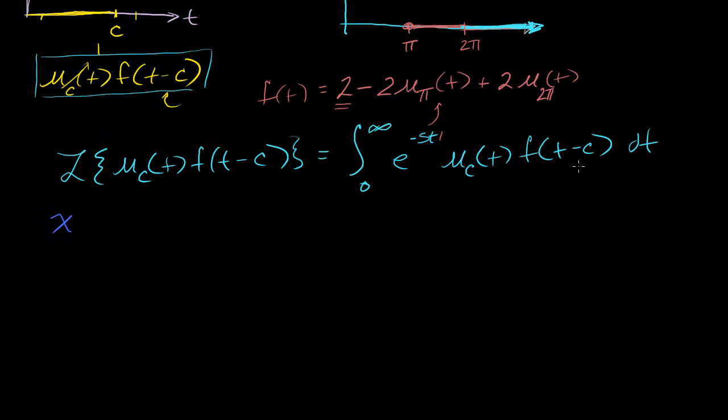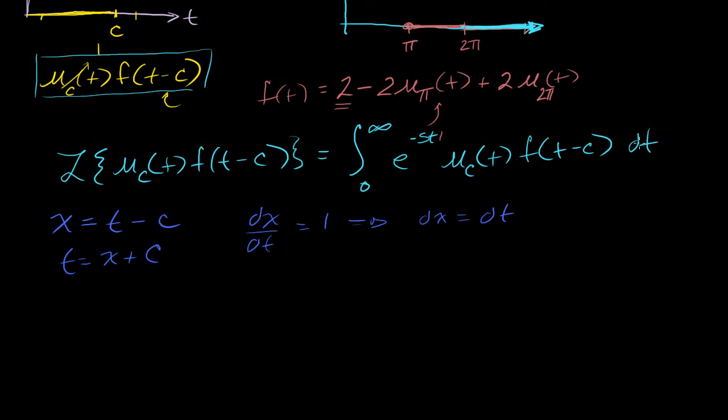Let's make a substitution. Let's say that x is equal to t minus c. Or, if we added c to both sides, we could say that t is equal to x plus c. Also, if we took the differential of both sides, you would get dx is equal to dt. I mean, if you took dx with respect to dt, you would get 1, since c is just a constant. And if you multiplied both sides by dt, you get dx is equal to dt. And that's a nice substitution.